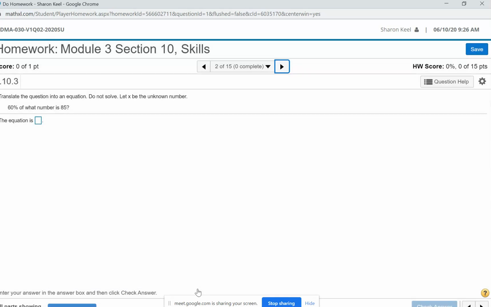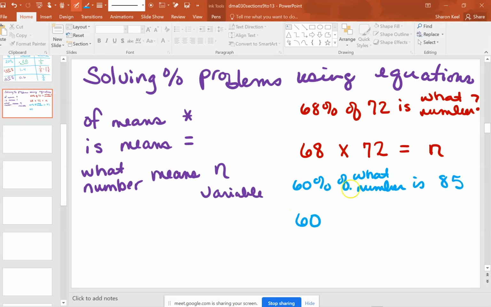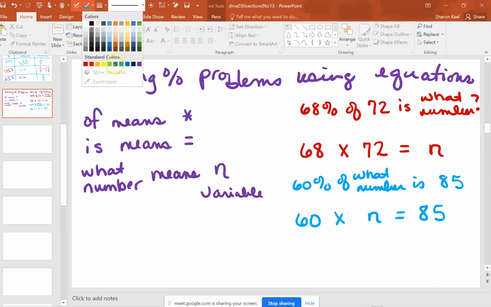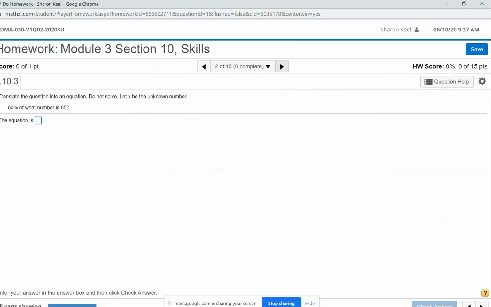The next one is 60% of what number is 85? So again, we write down the 60. The of is times. The what number is the variable is 85. So they're just wanting these written in this form, into the form of an equation.